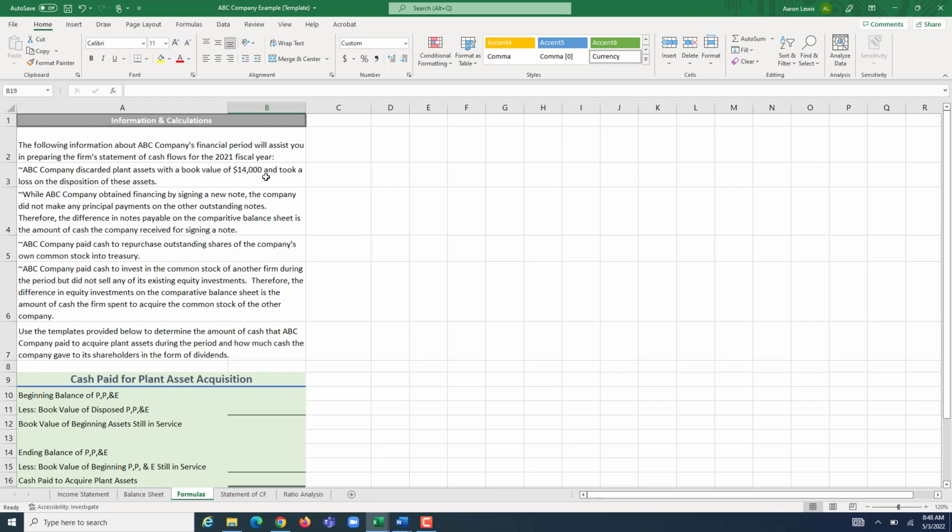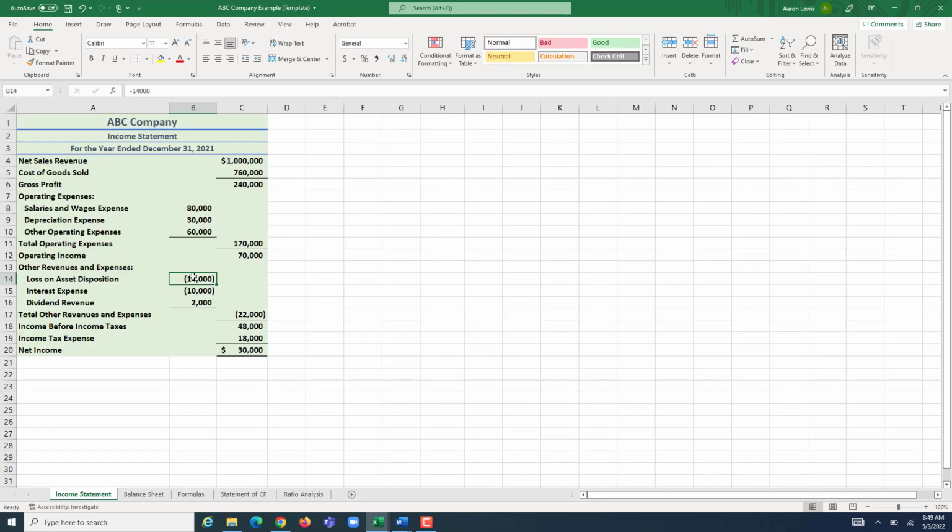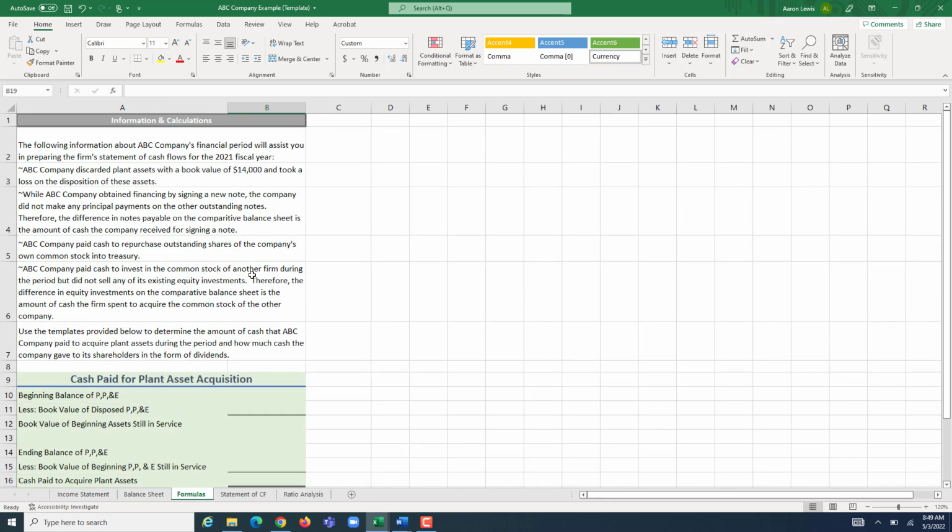It's not like you go and you throw something in the dumpster and then someone comes to you and says, hey, that was worth so much money, give me an amount of cash equal to what that was worth when you threw it out. You get 0 cash out of it. So that's an adjustment we need to make. It's also the reason that they are reporting over here a loss on asset disposition of $14,000 on their income statement. Our next bullet point tells us that they obtained financing by signing a new note.